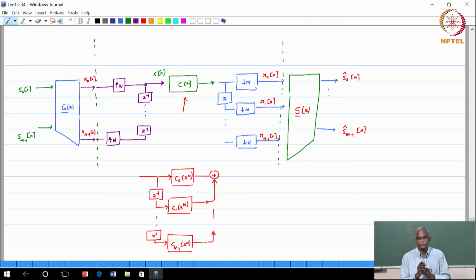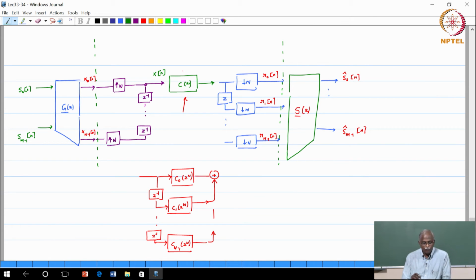Very important question, because anything to the left of the green line is LTI, anything to the right of the green is LTI. Now, can this be represented as an LTI system? Very, very important question. The answer turns out to be yes.